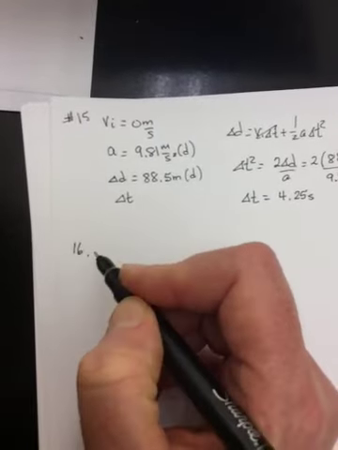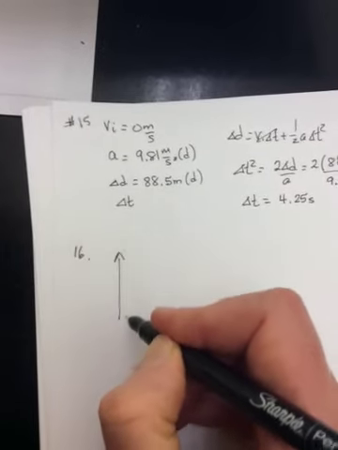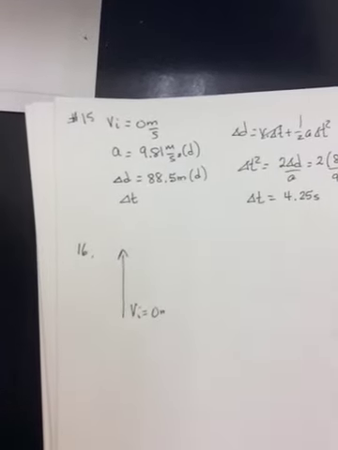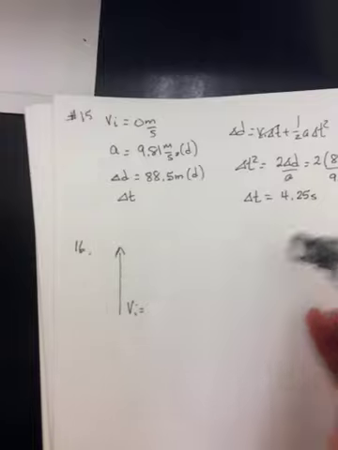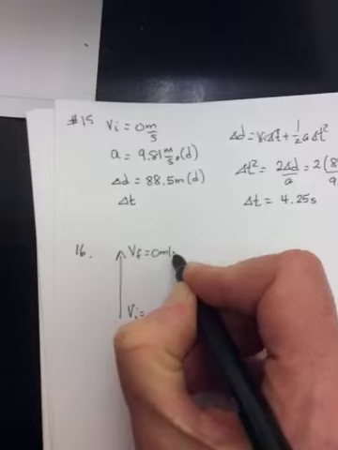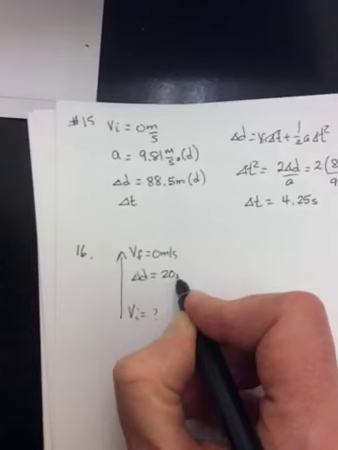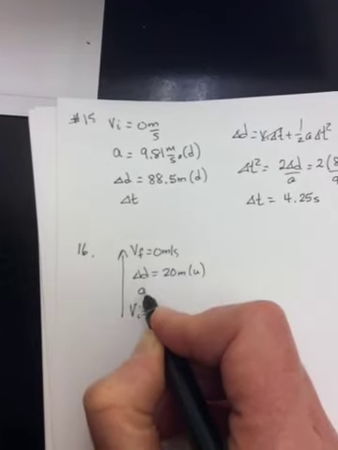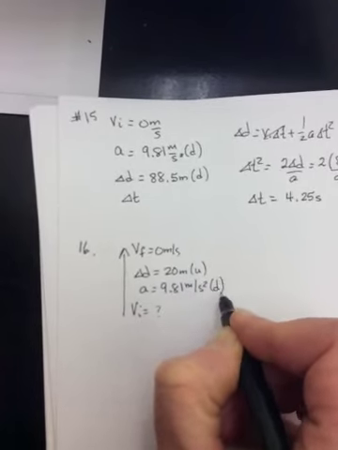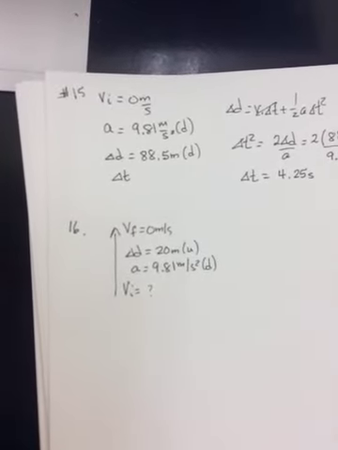Number 16. A boy throws a ball straight up to a height of 20 meters. So there's some VI that we don't know. Whoops, it is not 0. He throws it straight up, and it's going to go up until it stops. This is 0. And it says it goes up to a height of 20 meters, so 20 meters up. Why does it stop? Because gravity is acting on it, and that gravity is down. Okay, with what velocity does he throw the ball, and how much time elapses?